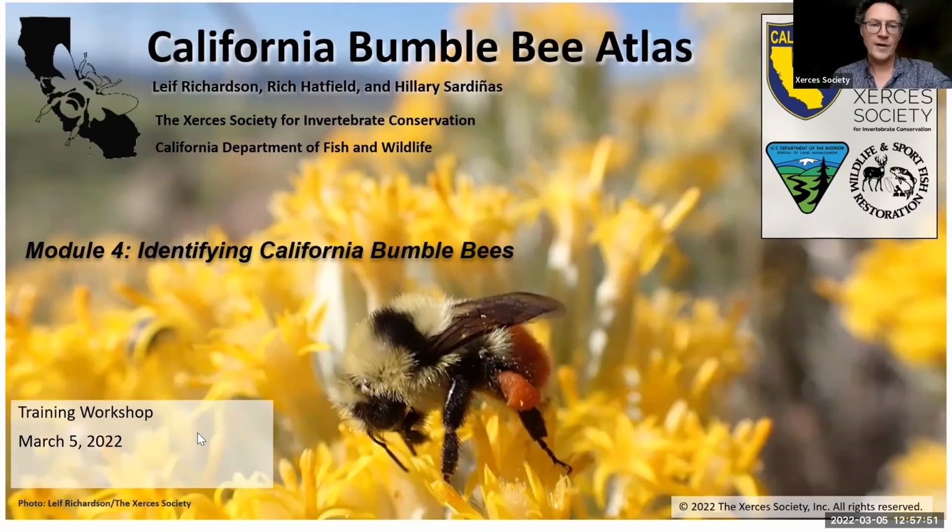So this is the fourth and final module, identifying California bumblebees. It's meant to be 90 minutes in length. I'm going to try to bring it in under maybe 70 so that we don't keep you longer than we said we would. And that means I'm going to skip a little bit of the detail at the end where I was going to show you in-depth identification information about each of our 25 species, but I'll probably gloss over some of them in the interest of time.